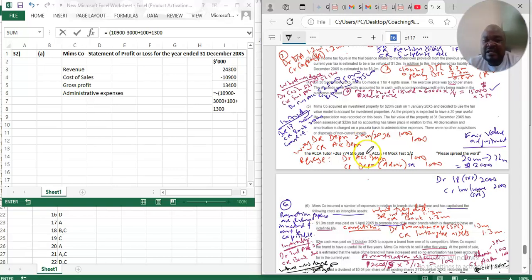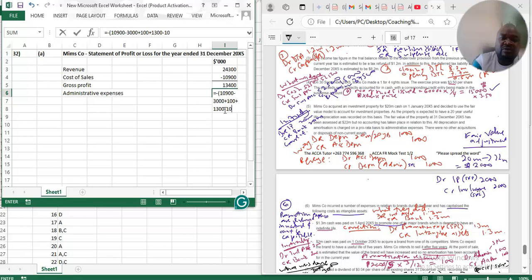There is the depreciation that was charged initially on the acquisition of the investment property. There was a depreciation charge of $1,000, but this was wrong because we were using the fair value method. So that depreciation has to be reversed. Okay, so we need to credit the admin expense. By crediting, we are reducing the admin expense by how much? By 1,000. So minus 1,000.